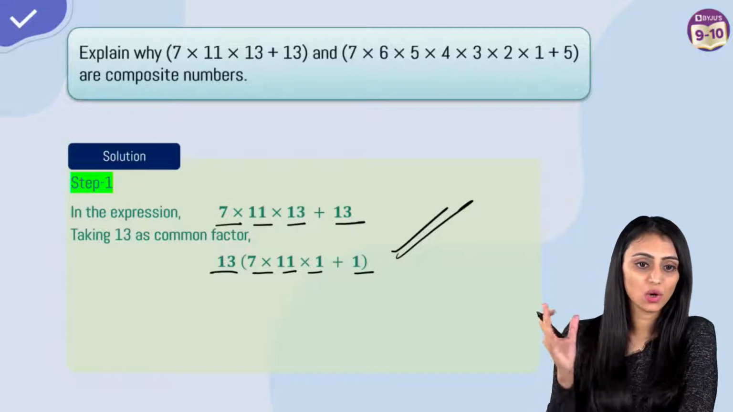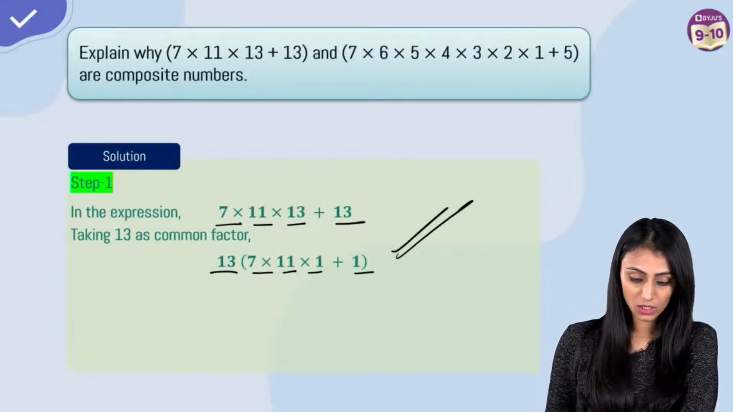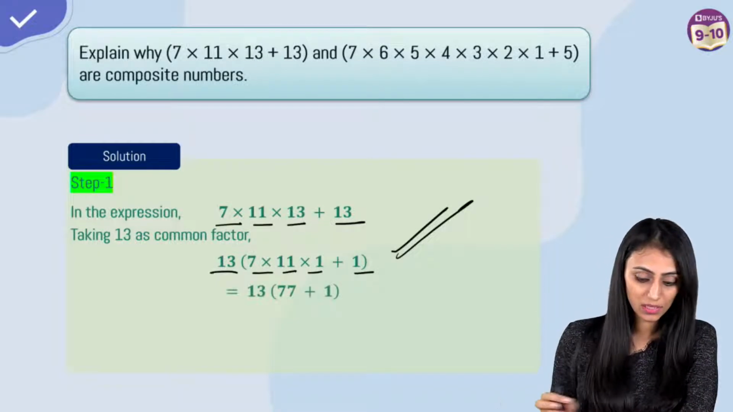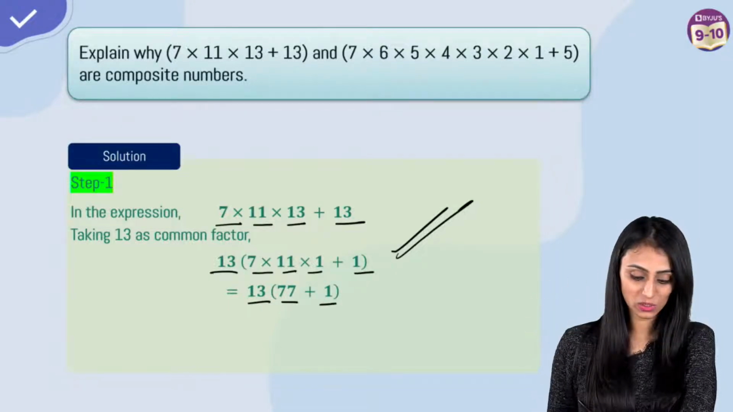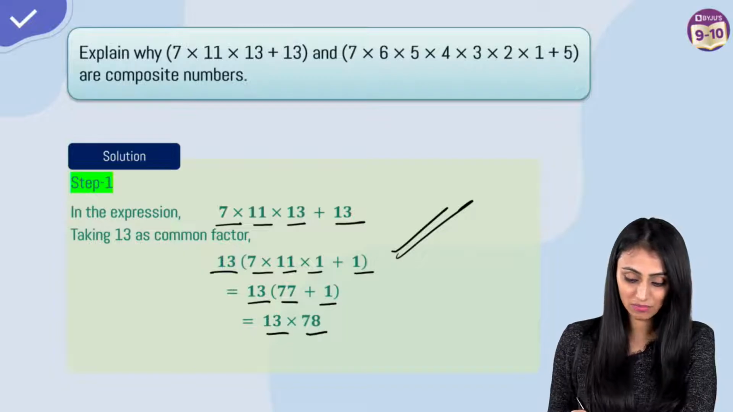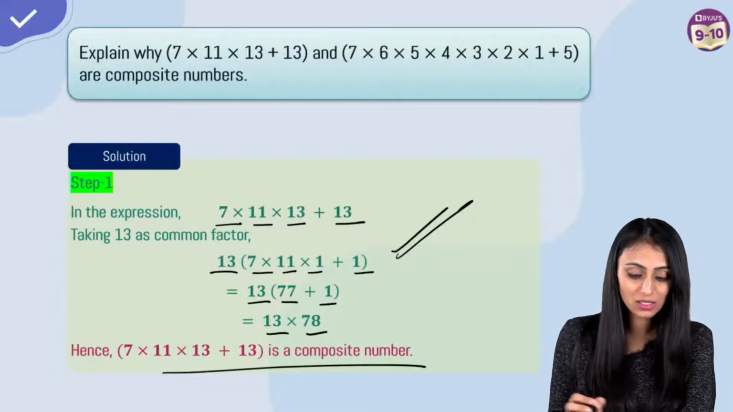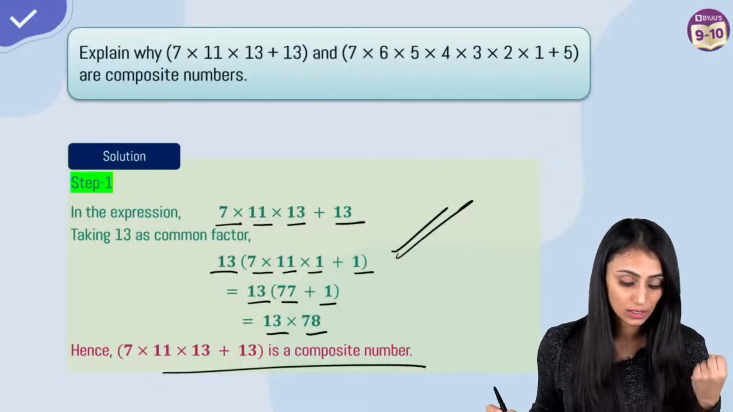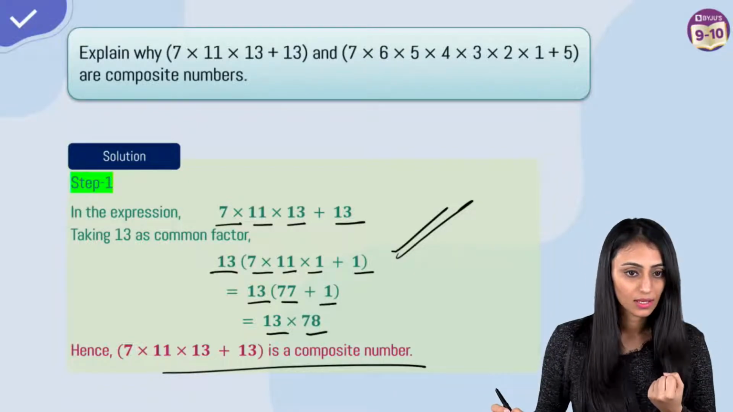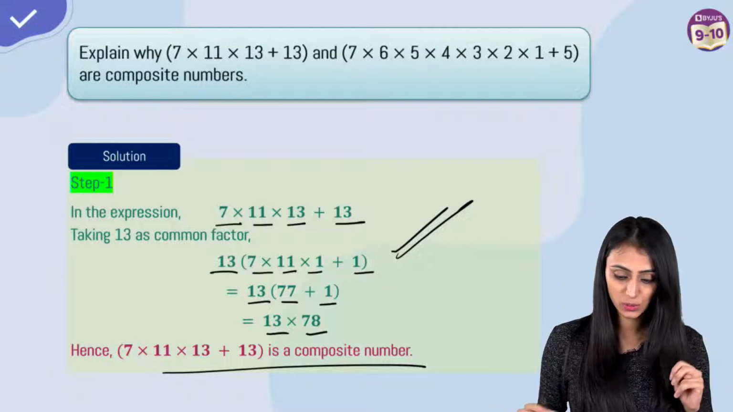Yes, we are just taking common. Alright, so what we can do is simply write this as 77 plus 1, 13 times 77 plus 1, which could be written as 13 times 78. So hence we can say that it is a composite number, because it can be written as a product of primes, right? Yes, I hope this is clear to everyone.